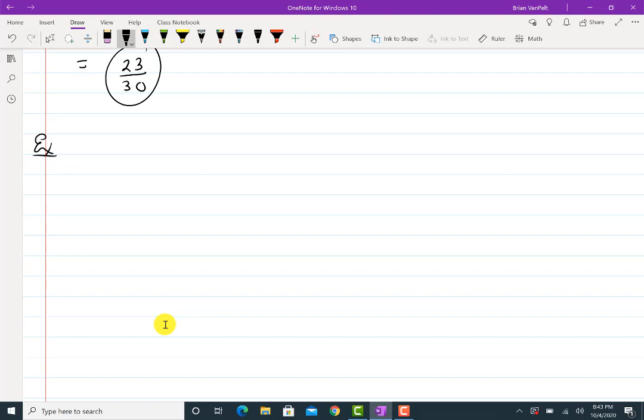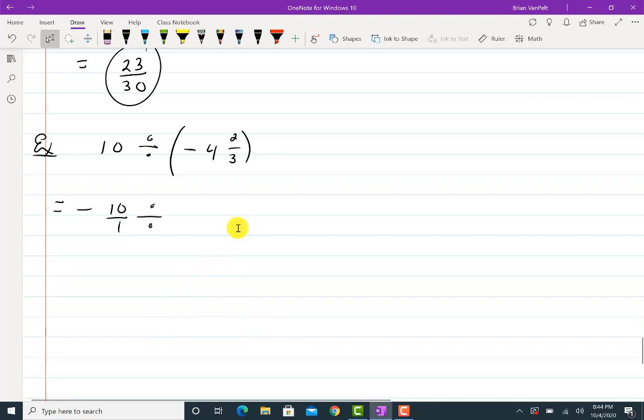Next, I have 10 divided by -4 2/3. Once again, my final answer is going to be negative, so I just have to remember to keep the negative involved in the whole thing. So what I'm going to do is just put the negative out front. The 10 I'm going to change to 10 over 1. This mixed number here, let me change it to a fraction. 4 times 3 is 12, plus 2 more is 14. So I get 14 over 3.